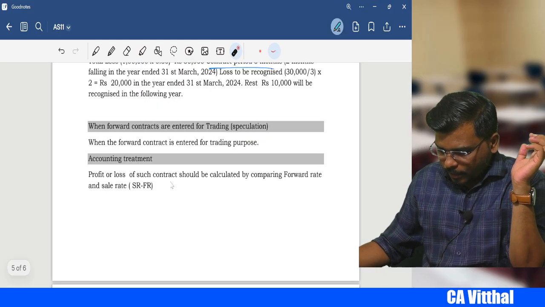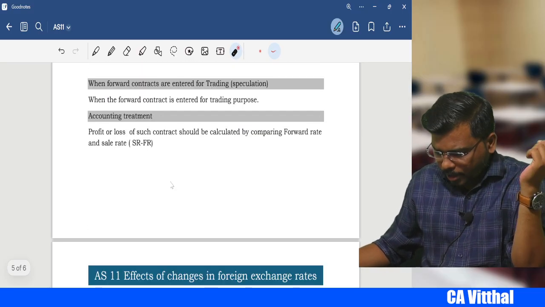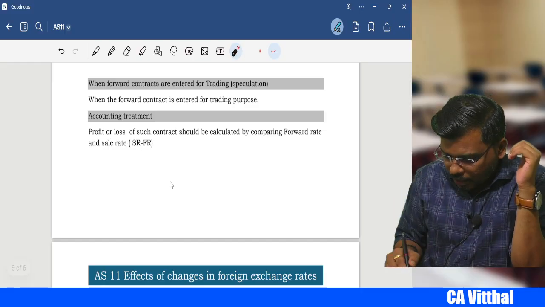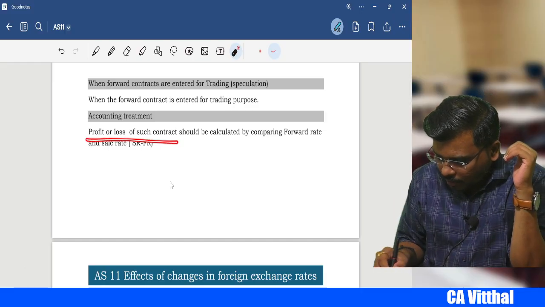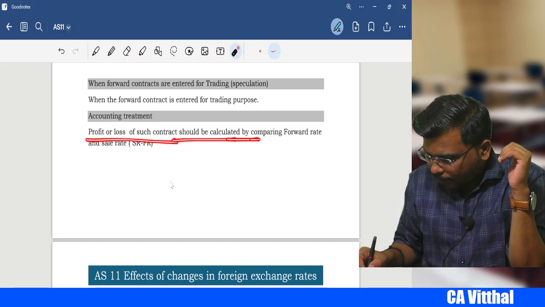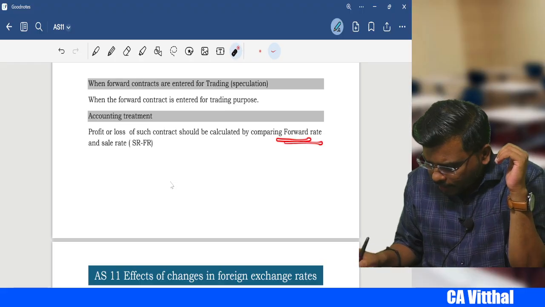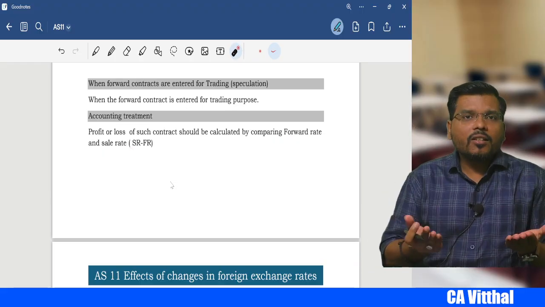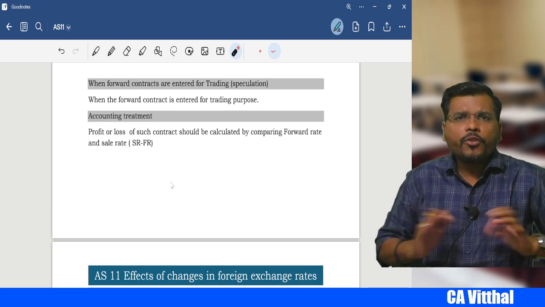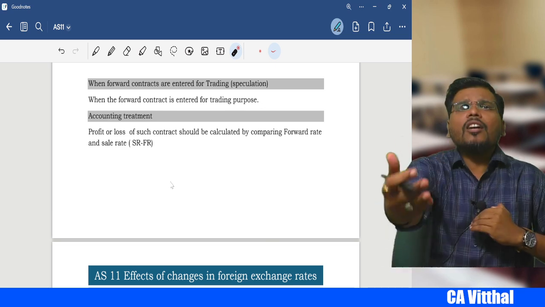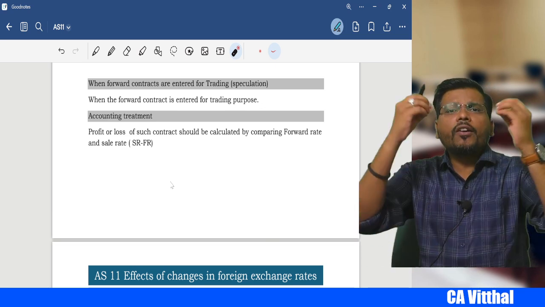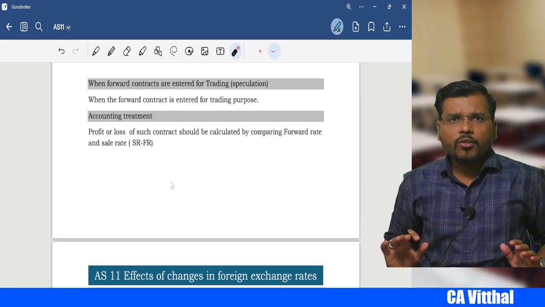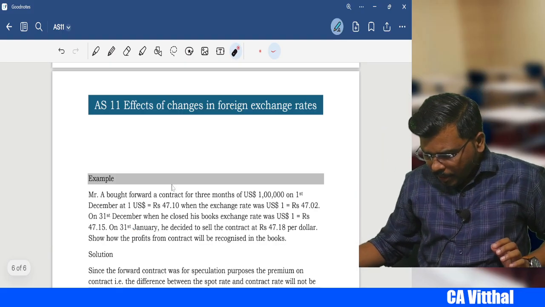If it is speculation, that means you enter the forward contract for trading purpose, then profit or loss on such a contract should be calculated by comparing the forward rate and the sale rate. In this case it is trading, so you should not amortize your profit or loss. The day you sell the contract, that day you should recognize the entire profit or loss in your books of accounts.